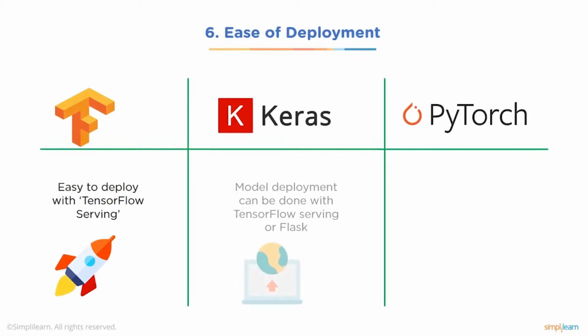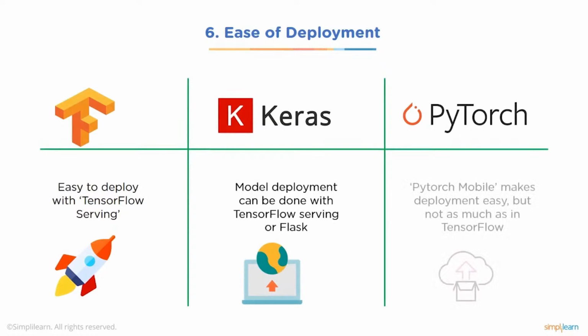TensorFlow Serving provides out-of-the-box integration with TensorFlow models but can be easily extended to serve other types of models and data. In Keras, model deployment can be done with either TensorFlow Serving or Flask, which makes it relatively easy but not as easy as it would be with TensorFlow and PyTorch. PyTorch uses PyTorch Mobile, which makes deployment easy, but again, for TensorFlow, deployment is way easier as TensorFlow Serving can update your machine learning backend on the fly without the user even realizing.